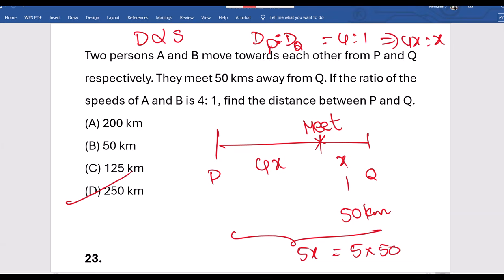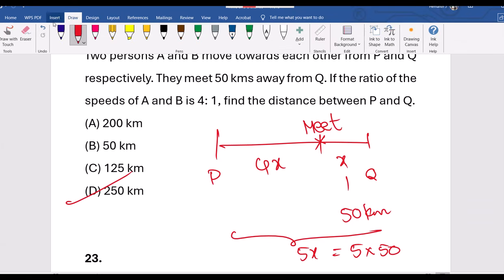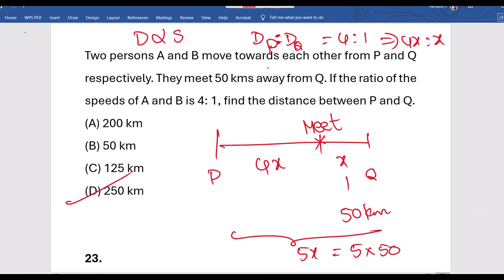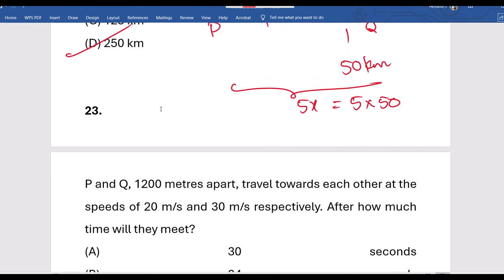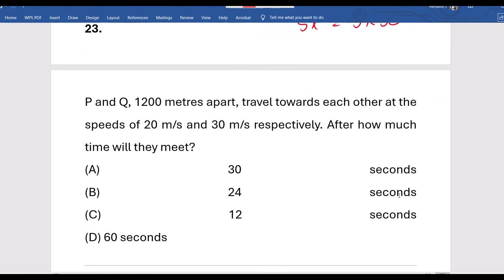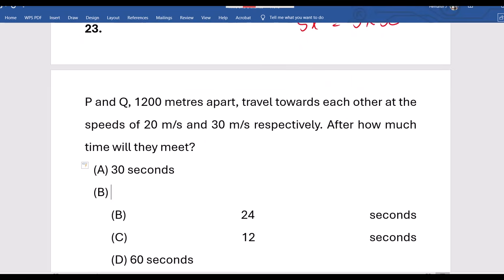When time traveled is same, constant, distance and speed are directly proportional. In the question they said 4 is to 1. So more distance traveled by A compared to B, it should be in 4 is to 1 ratio. It should be A and B instead of P and Q here. Notation small mistake. But answer is 250 only, not changing. I believe this question also you can handle. It's a normal one.